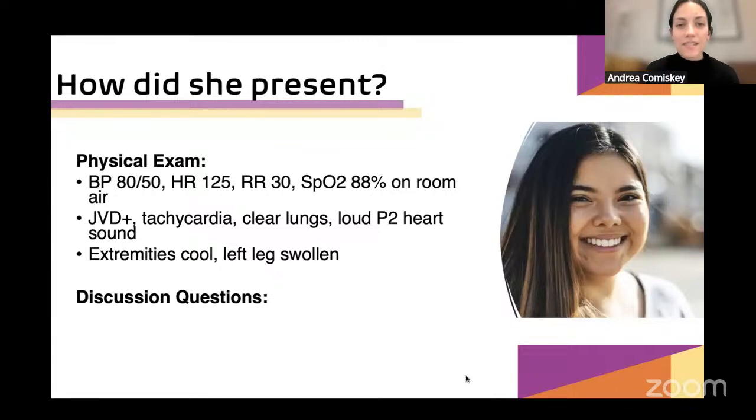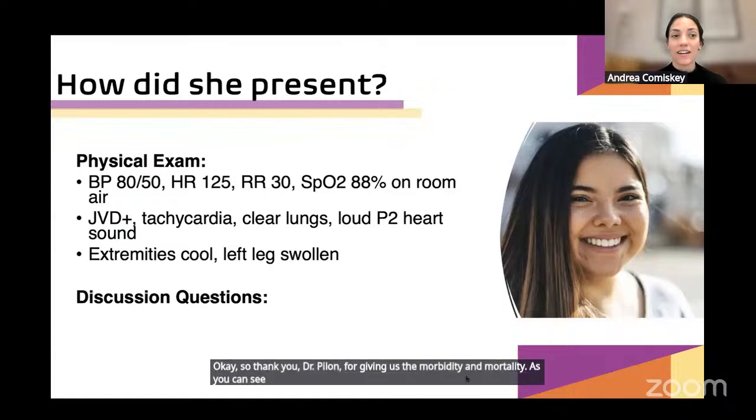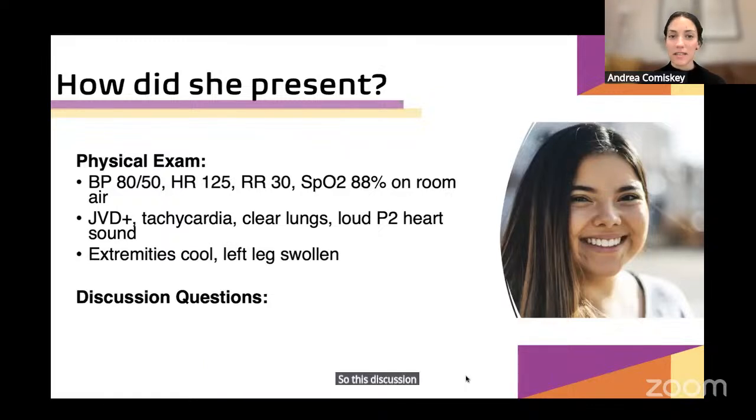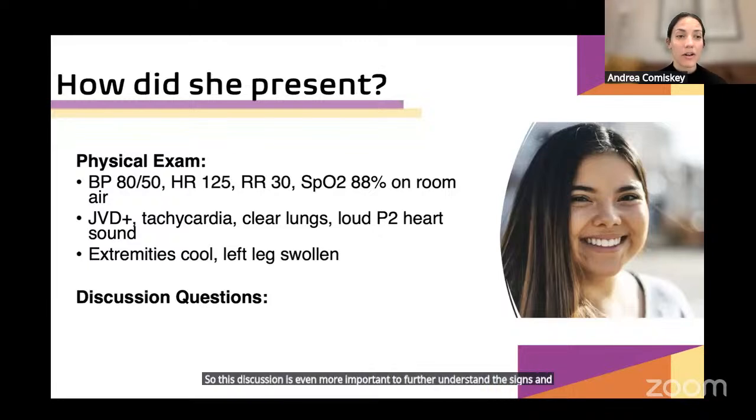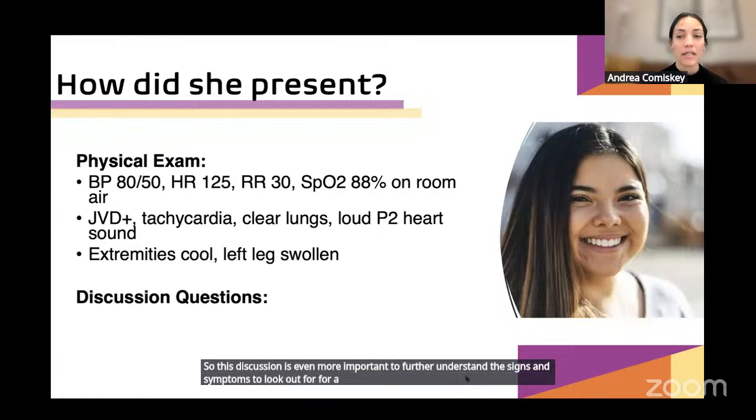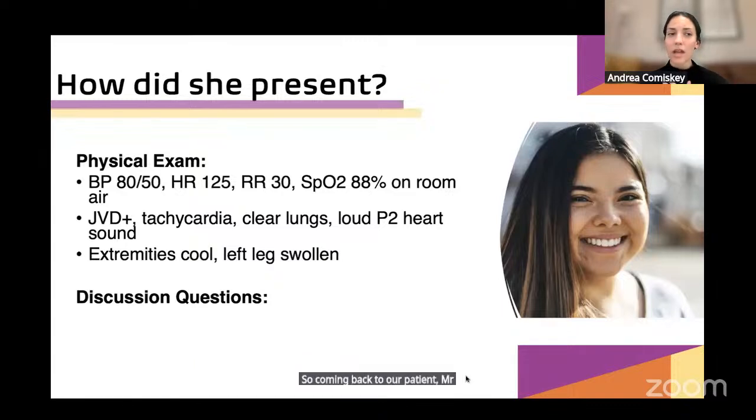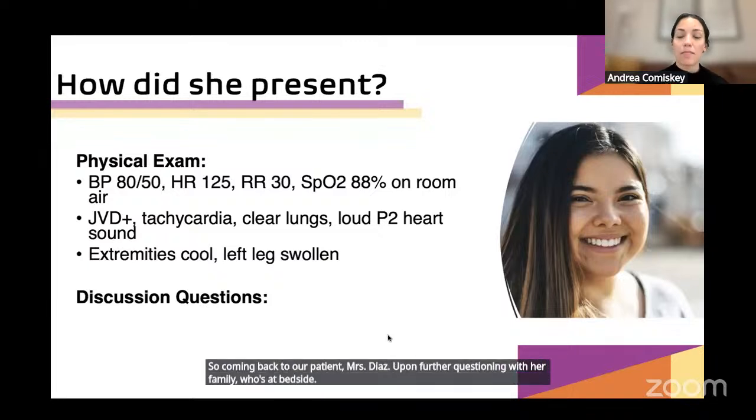Okay, so thank you, Dr. Pylan, for giving us the morbidity and mortality. As you can see, all of these are very highly morbid conditions and carry a high degree of mortality with them. So this discussion is even more important to further understand the signs and symptoms to look out for a fast and appropriate diagnosis. So coming back to our patient, Mrs. Diaz, upon further questioning with her family, who's at bedside, the delivery was complicated by some mild postpartum bleeding, but since then she has not had much bleeding since coming home.